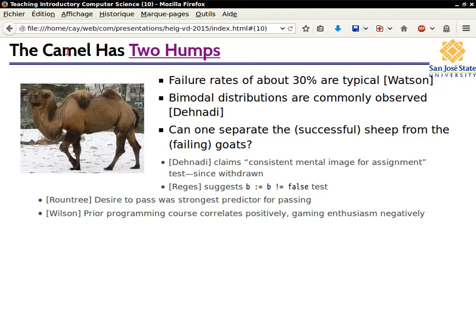So consistently applying a set of rules in their mind correlated highly with the ability to succeed in a programming course later. It turns out that probably that claim was overblown, and there were some efforts to replicate it, and they didn't succeed. But I think there was something there.